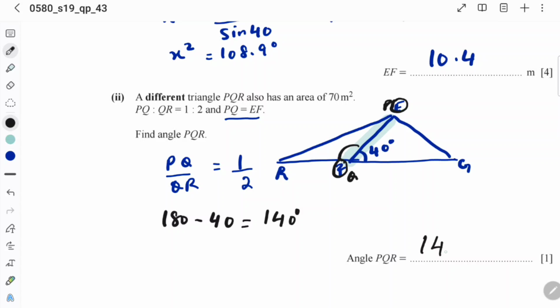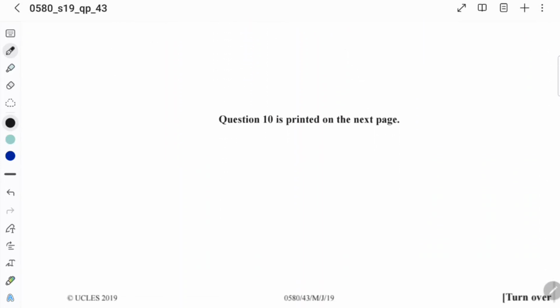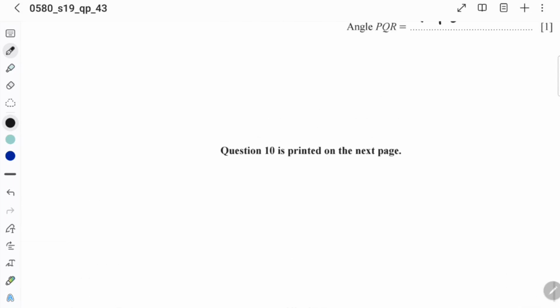In this question, they have given their lengths have the same ratio, 1 to 2. This is also 1 to 2. And then PQ and EF are also equal. That's why I just made the triangle like this. And its angle will be 40, so the other angle will be equal to 140 degrees. That was the last part of this question. Okay.